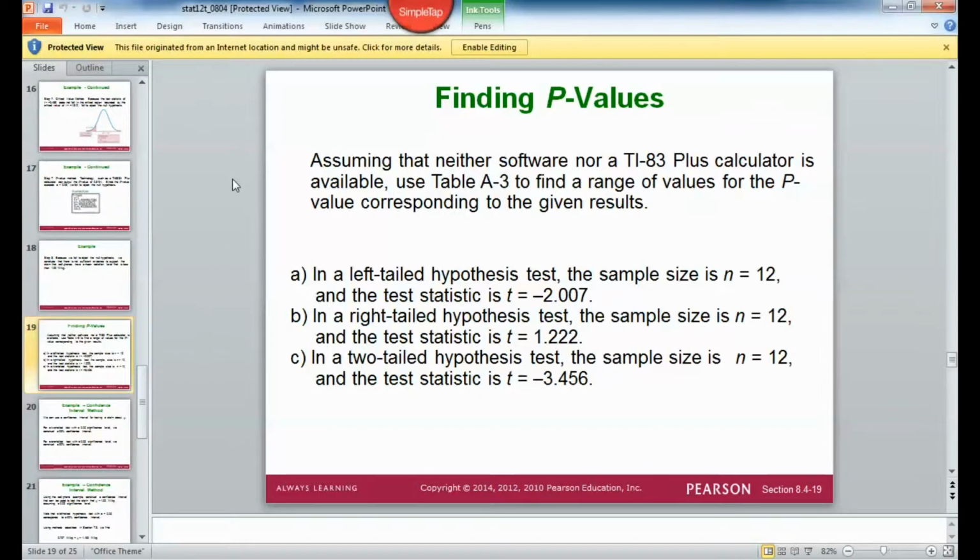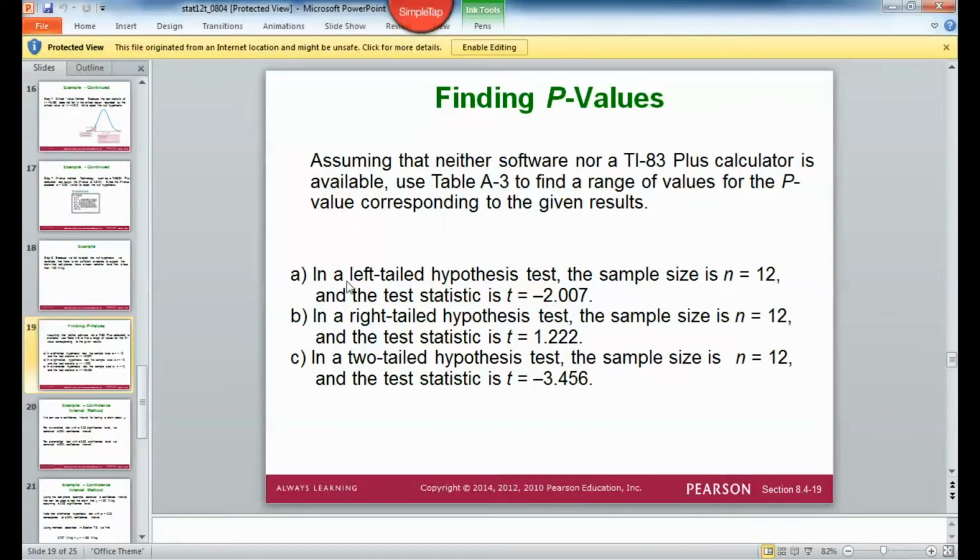So this goes through how to find the range of values. I think there are a few on your homework, and I explained how to do that in the video for the test review. But let's see, this is how to find a range of values for the p-value using the table. So if you don't have the technology, you can estimate a range of values that it will be within.